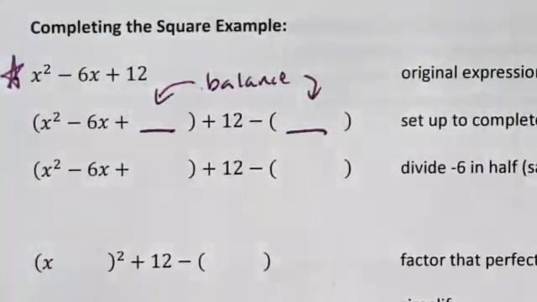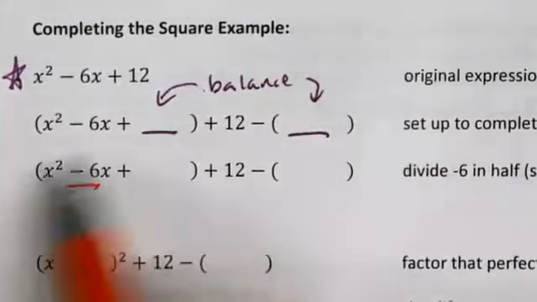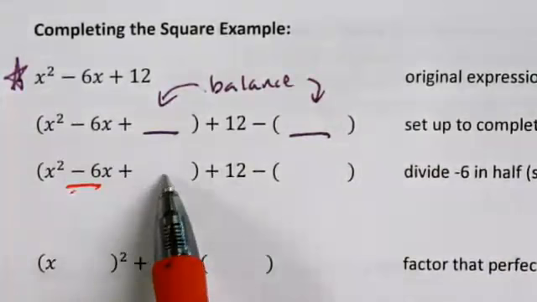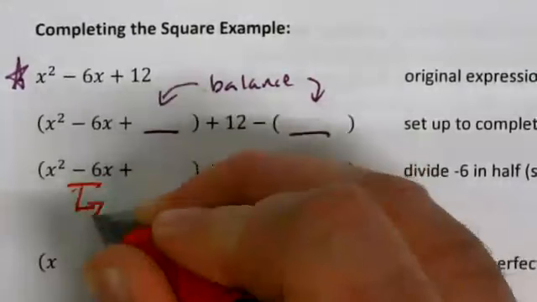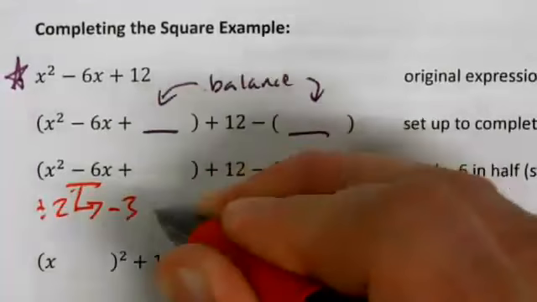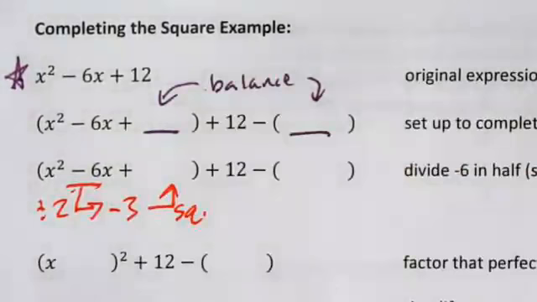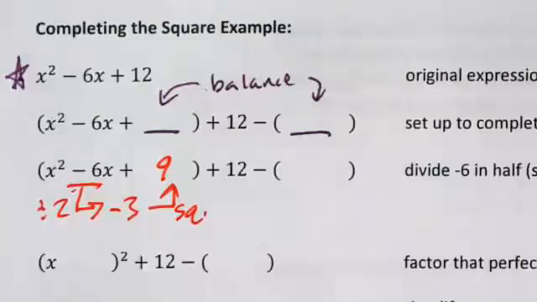All right, here's how we figure out what we're going to put in there for a fancy version of 0. We take our middle term, and basically I'm going to force this to be a perfect square trinomial. So I've got to figure out what I would put in here that would make this a perfect square trinomial. Well, to check, remember we took the middle term, we cut it in half. So -6 became -3. And then we squared it. And that gave us 9. Now that is a perfect square trinomial. We forced it to become a perfect square trinomial.